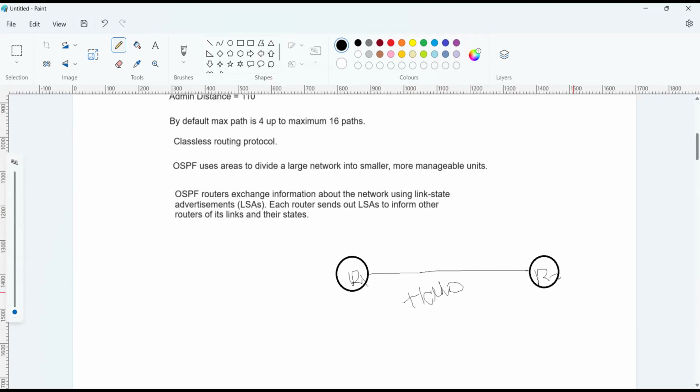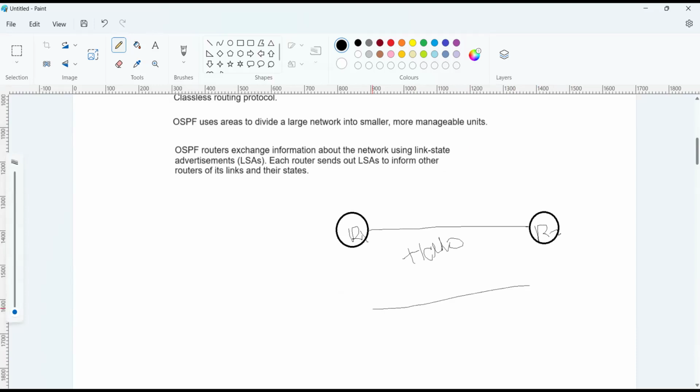Both are sending and receiving the hello packet. After that, they will share how many routes are available, how many prefixes are available, how many LAN connections are available. Those route prefixes are shared with the help of link state advertisements, LSA. Whichever router R2 is sending, it has its own prefixes and routing information, and with the help of LSAs they send and receive.